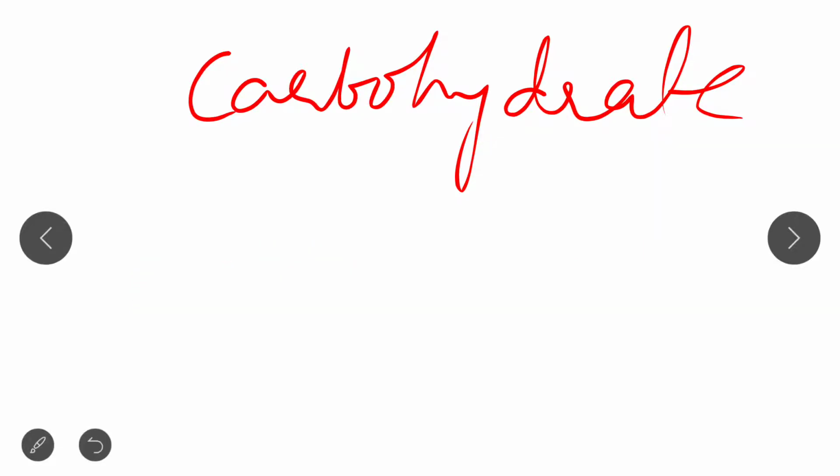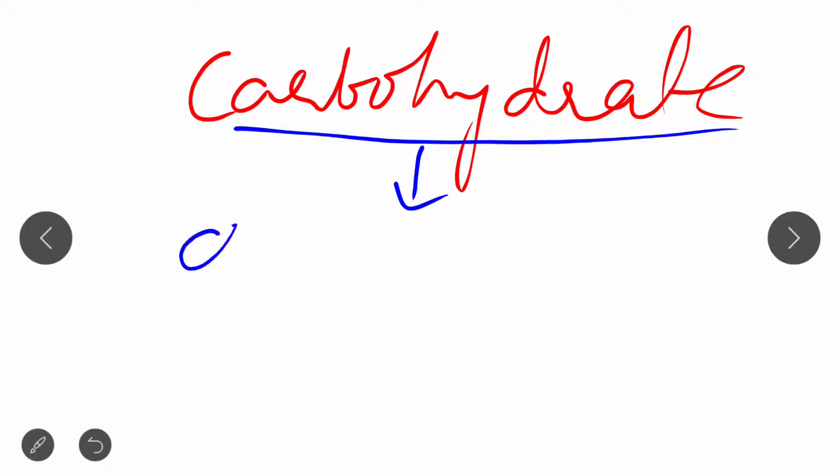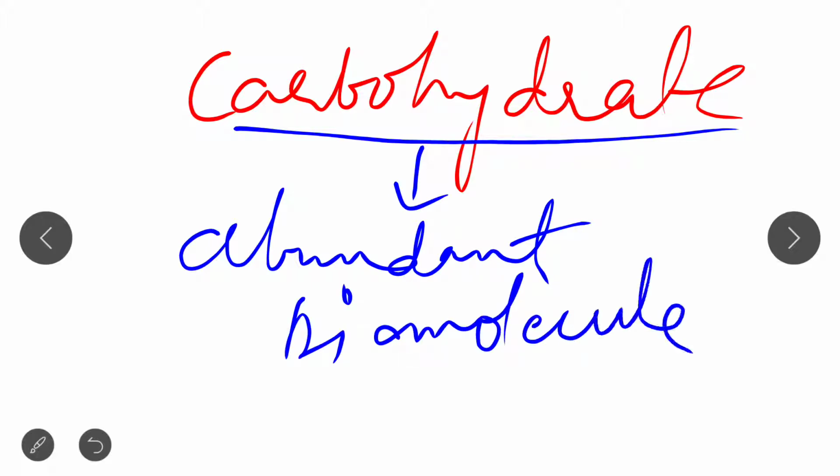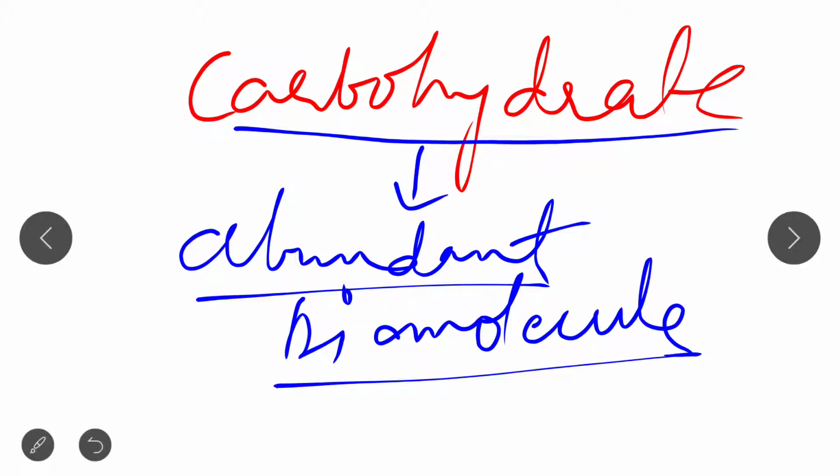Now, another important thing is that carbohydrate is the most abundant biomolecule on earth. Remember, this point is important from the examination point of view. The most abundant biomolecule present on earth is carbohydrate.